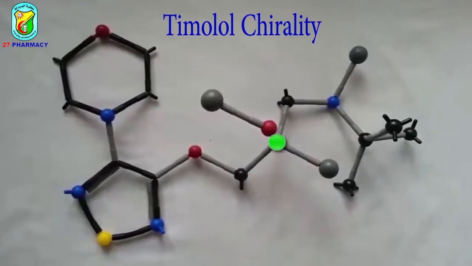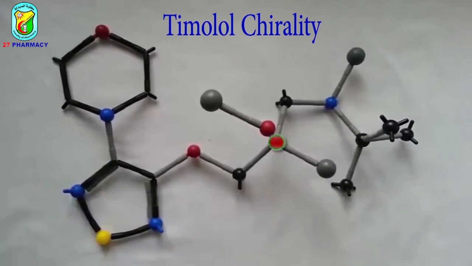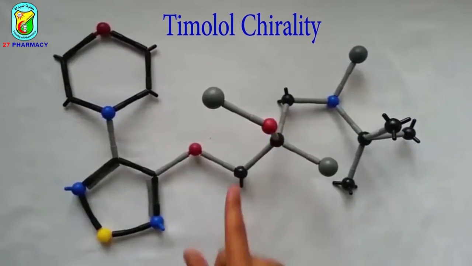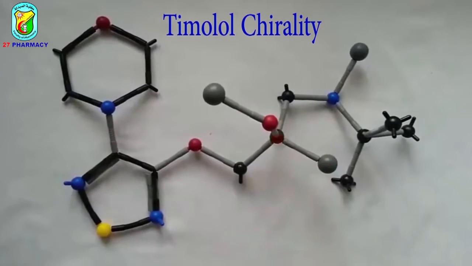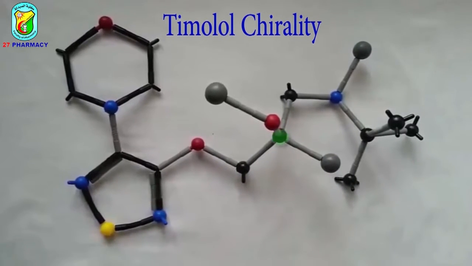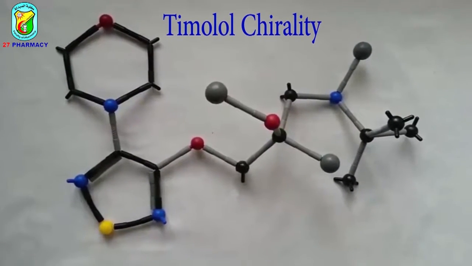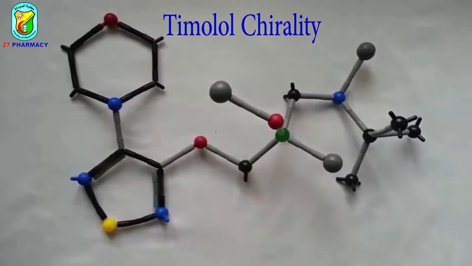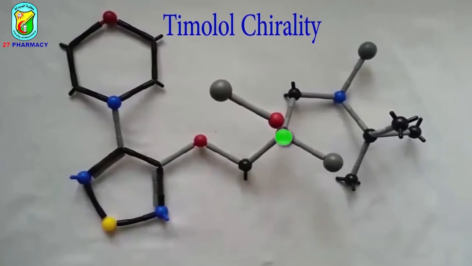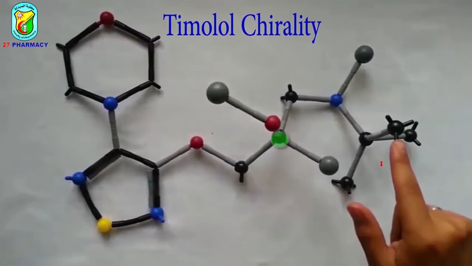This carbon becomes chiral because it is connected to 4 different groups, which are the hydroxyl group, the carbon with oxygen group, the carbon with nitrogen group, and the hydrogen atom. The other carbon atoms in this structure are achiral, meaning they are not chiral because they are connected with 2 or more similar groups. For example, this carbon is achiral because it is connected with 2 hydrogen atoms. Another example is this carbon, which is achiral because it has 3 hydrogen atoms.